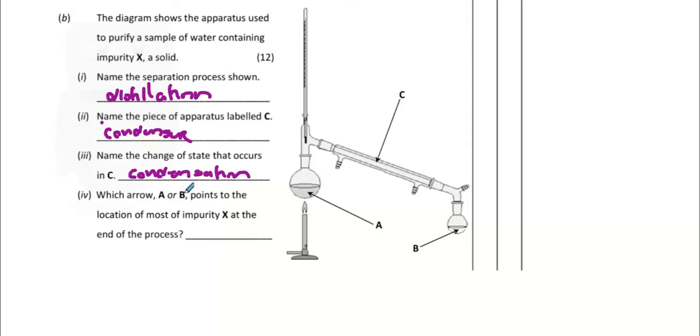Condensation, where gas turns into a liquid. Which arrow, A or B, points to the location of the impurity X?